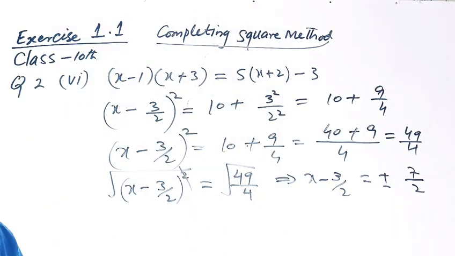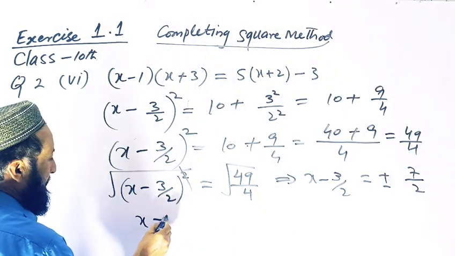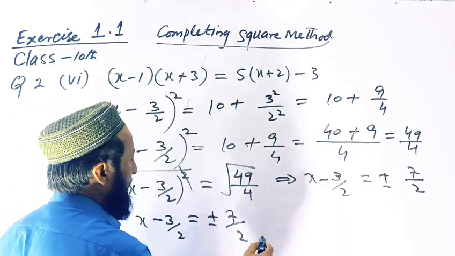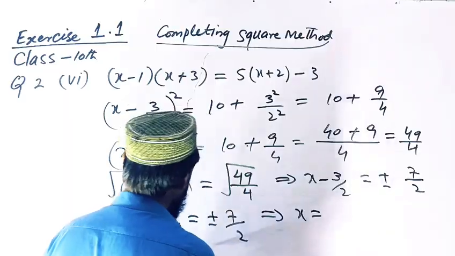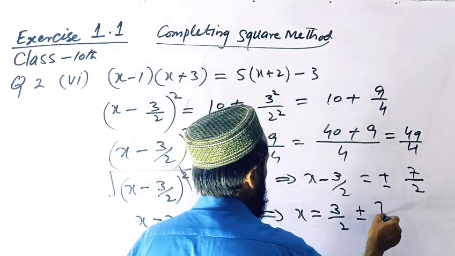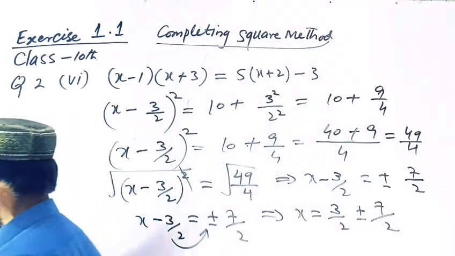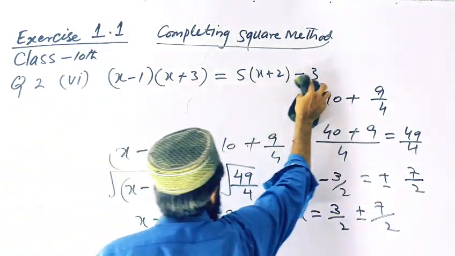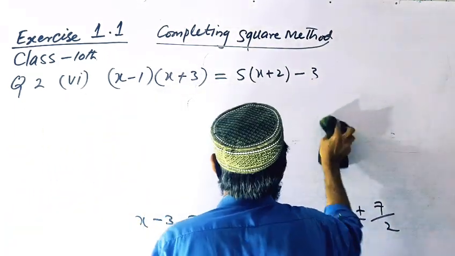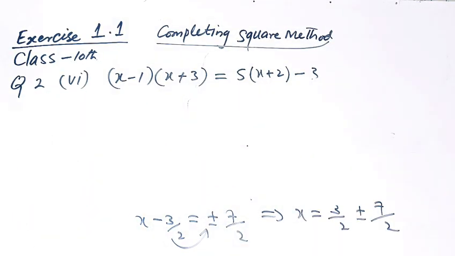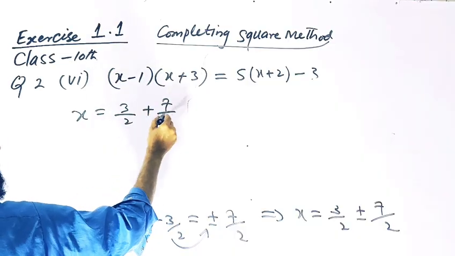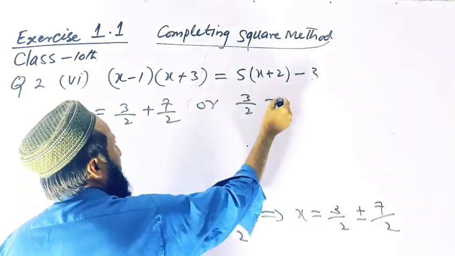So the last step here: x minus 3 by 2 is equal to plus minus 7 by 2. One time positive, one time negative. X is equal to, we transfer this result, 3 by 2 plus minus 7 by 2. Now x is equal to 3 by 2 plus 7 by 2, or 3 by 2 minus 7 by 2.